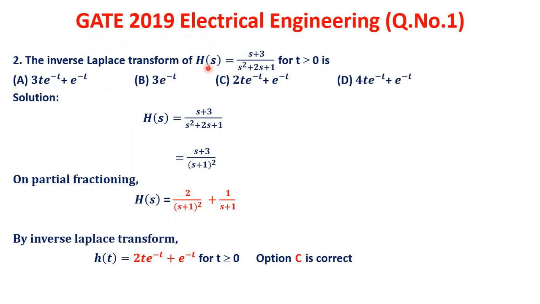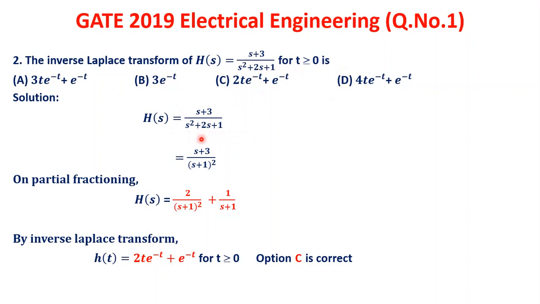That is the inverse Laplace transformation of H(s) equal to (s plus 3) by (s square plus 2s plus 1), for t greater than or equal to 0. They have given the options. Since it is a second order system, I have taken this also for consideration in this particular video. So this is (s plus 3) by (s square plus 2s plus 1).